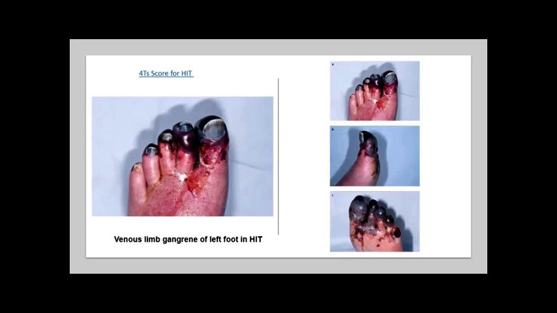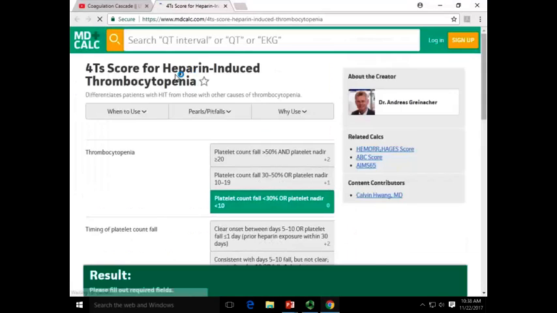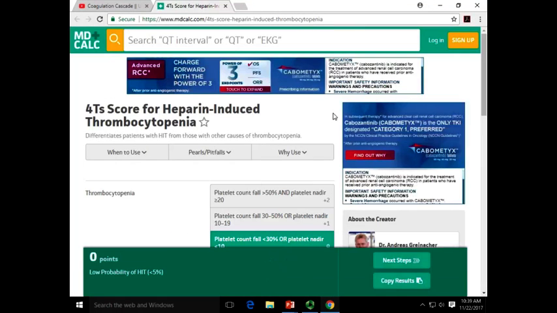This is an example of a venous limb gangrene of someone with HIT. I put this link here. This is not to be used for your exam, but you may need this for your future.